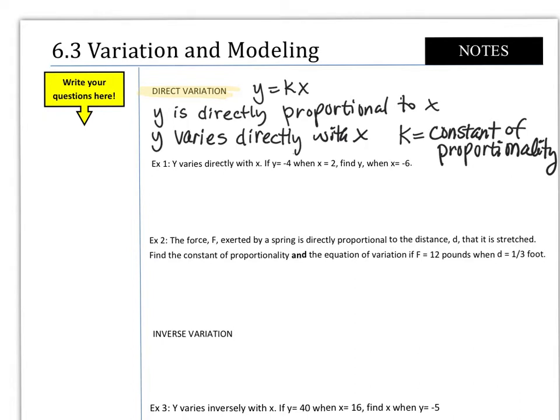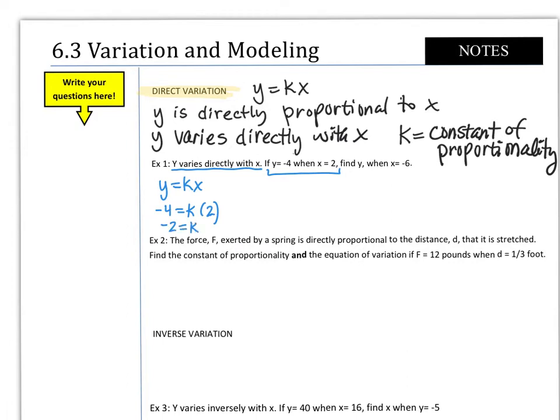For instance, on example 1, y varies directly with x. If y is equal to -4 when x is 2, find y when x is -6. So this first sentence tells us it's y equal kx. Then we use this next bit of information to find out what k is. So y is -4 when x is 2, so we plug that in and solve to find k. If we divide both sides by 2, we get k is -2.